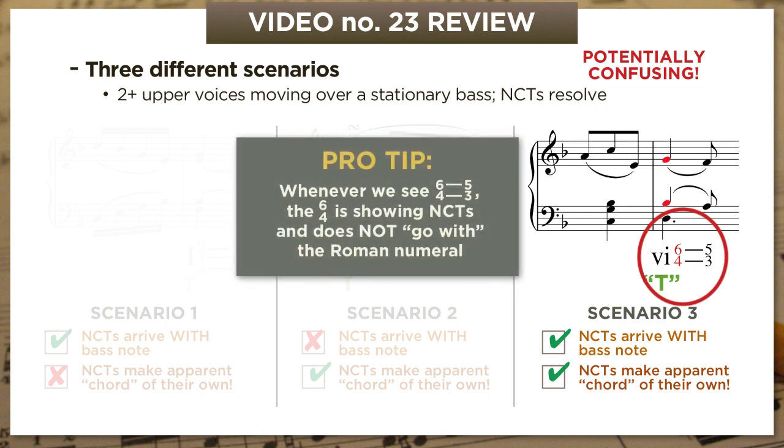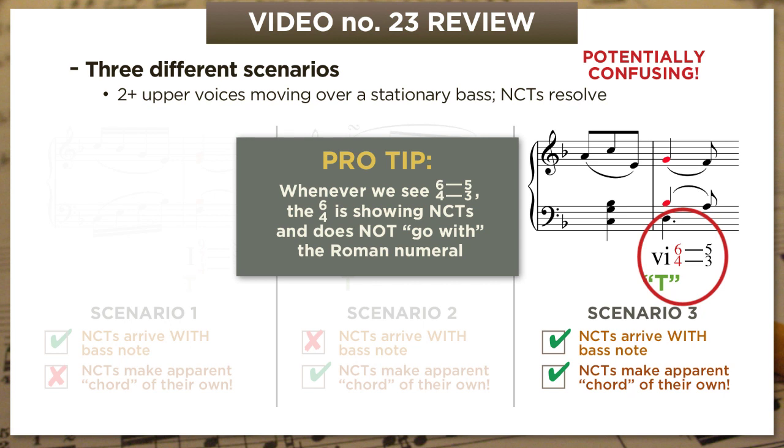Whenever an analysis shows 6/4 moving to 5/3 over a stationary bass with those little horizontal lines, the 6/4 doesn't go with the Roman numeral it's next to. The figures aren't telling us about chord inversions. They're telling us about the movement of non-chord tones in the upper voices.